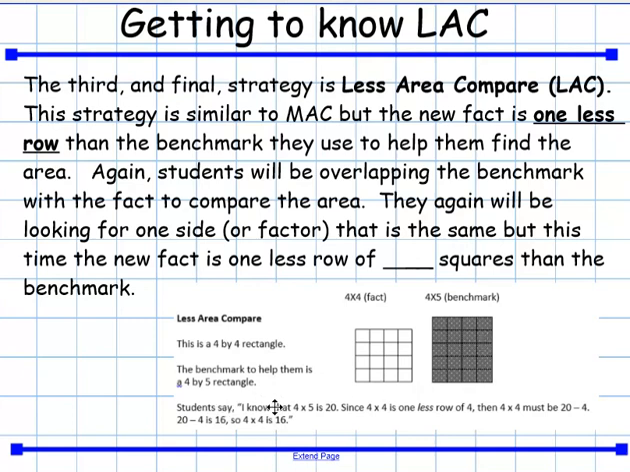So students say, I know that a 4 times 5 is 20. Well, since a 4 times 4 is one less row of 4, then 4 times 4 must be 20 minus 4, or 20 minus 4 is 16. So 4 times 4 is 16.